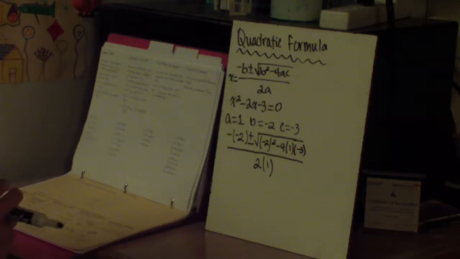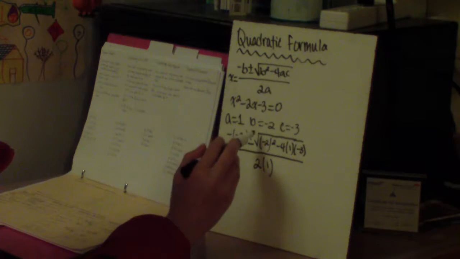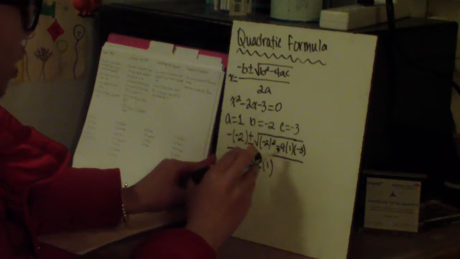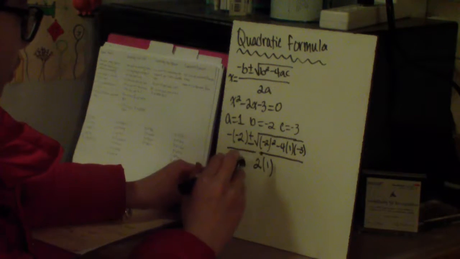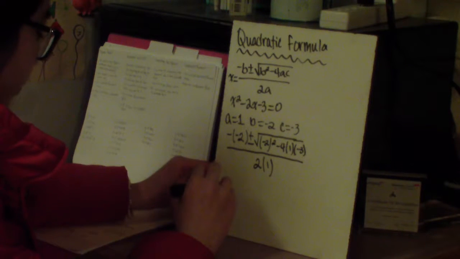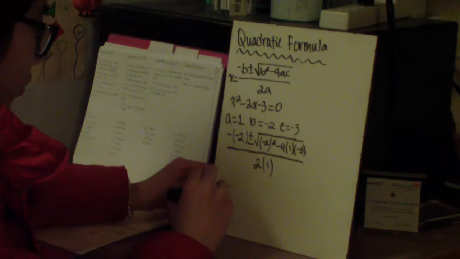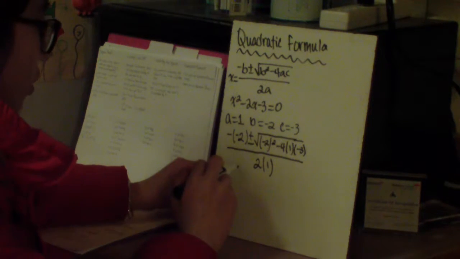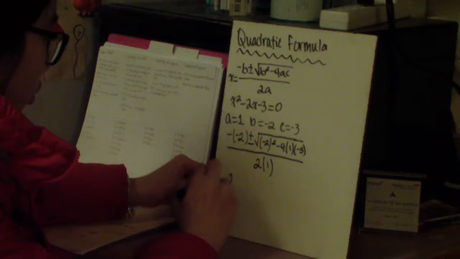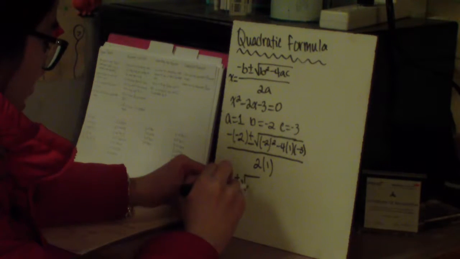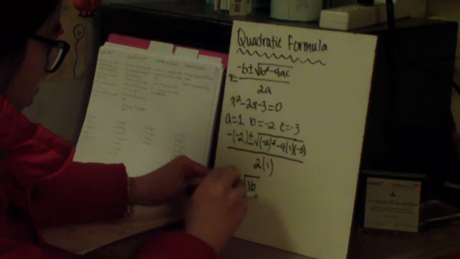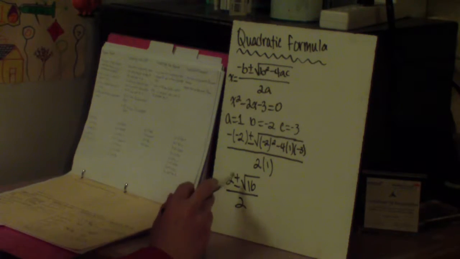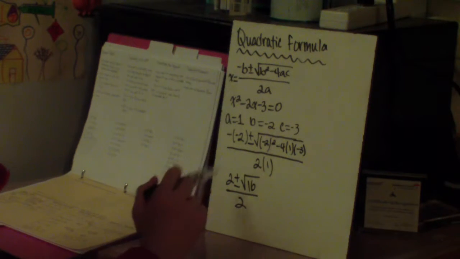So you always want to do the discriminant first, and that discriminant is the one inside the square root. So negative 2 squared minus 4 times 1 times negative 3 is 16, because 4 minus 4 times negative 3. So you get 2 plus or minus the square root of 16 over 2. So it's obviously plus or minus, that stays throughout.